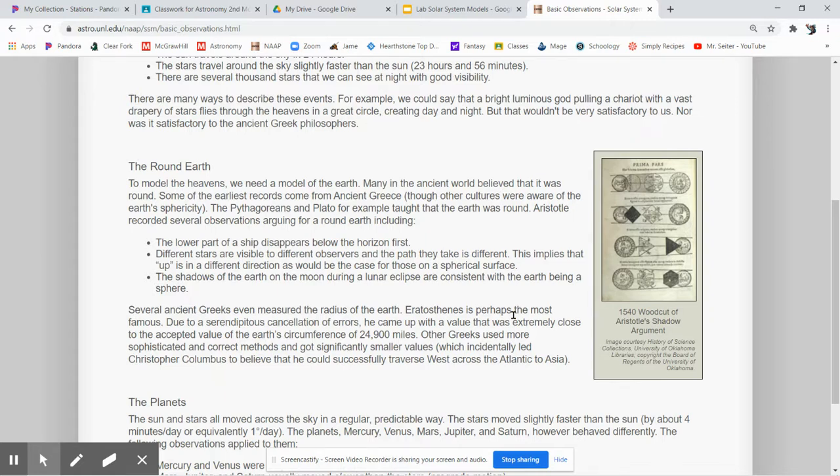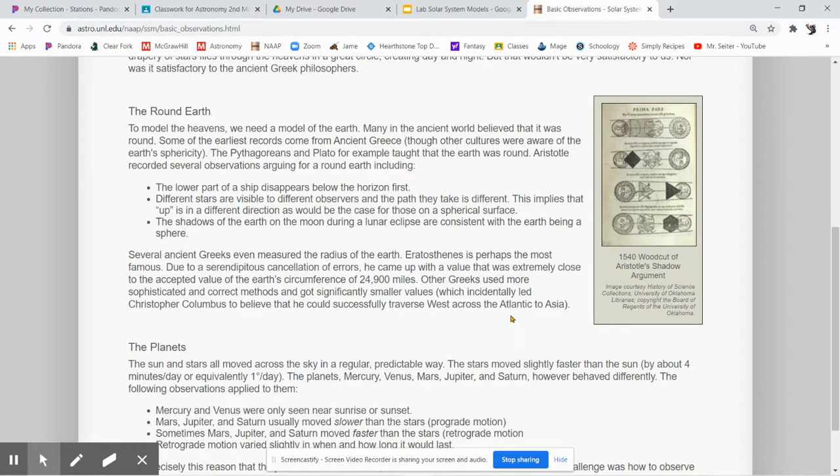To model the heavens, we need a model of the Earth. Many in the ancient world believed it was round. Some of the earliest records come from the ancient Greeks, though other cultures were aware that Earth was a sphere. Pythagoreans and Plato, for example, taught that the Earth was round. Aristotle recorded several observations arguing for a round Earth.